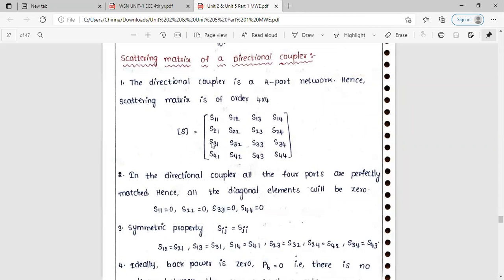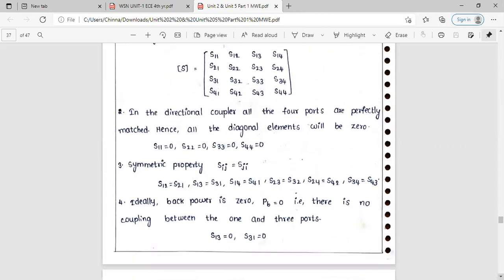In the directional coupler, all the 4 ports are perfectly matched. Since they are perfectly matched, we already know the diagonal elements will be 0. So S11 is equal to S22 is equal to S33 is equal to S44 is equal to 0, due to the reason that all are perfectly matched to each other.